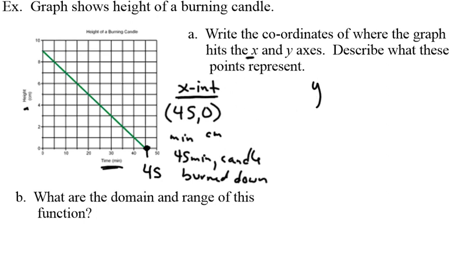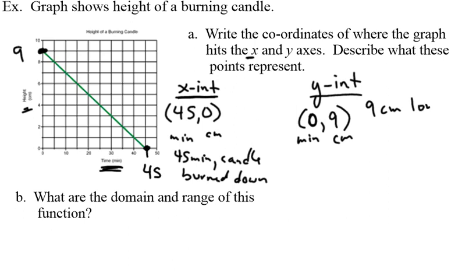Now the y-intercept is where we hit the y-axis, which is at 9. So our y-intercept is when x is 0, y is 9. And again, x independent is time, minutes, and dependent is centimeters. So what is that telling us? It's telling us that the candle is 9 centimeters long at the start of the burn. You have a 9 centimeter long candle because you haven't started burning it yet. That's how long the candle is when it starts. X and Y intercepts have important meanings.